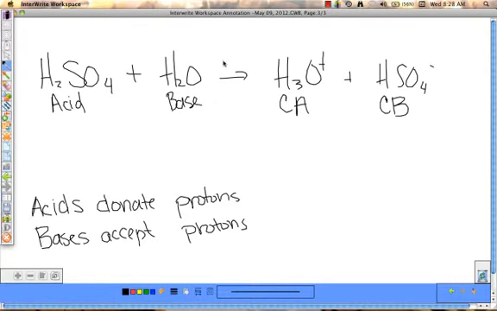And if you think about it going the opposite way, so let's say we're going from right to left, in order to go from HSO4- to H2SO4, you have to gain a proton, so it has to act as a base to go backwards. So that's why it's called a conjugate base. So the acid is paired with the conjugate base, the base is paired with the conjugate acid. Questions on finding those pairs? Questions on what acts as an acid or a base?